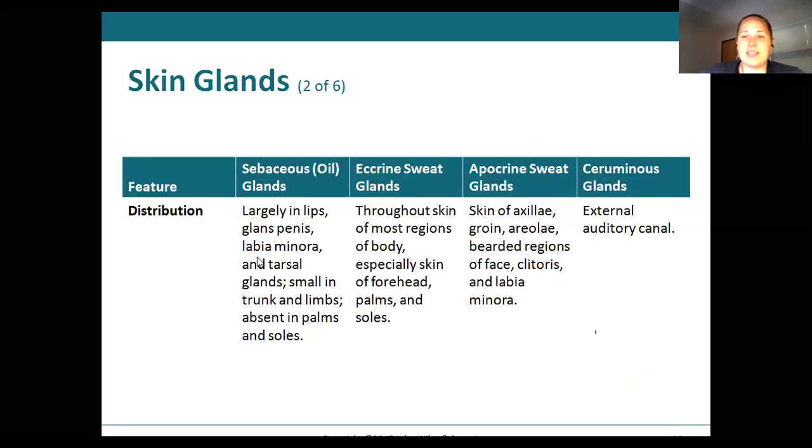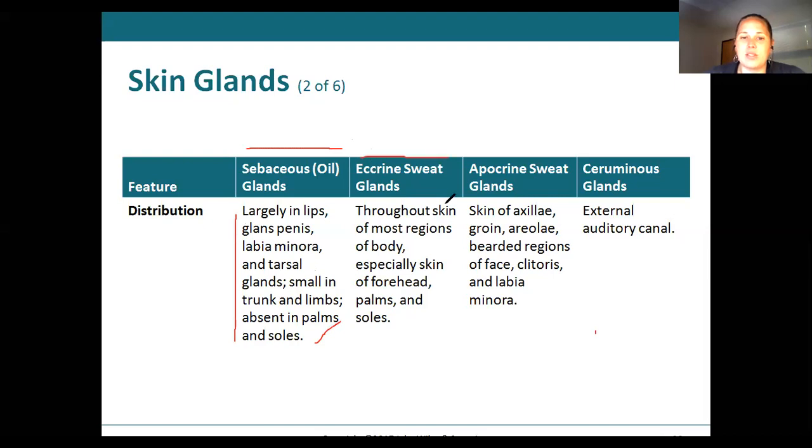If we break down these skin glands and where exactly they're distributed, you can see the sebaceous glands are going to be in the lips, the penis, labia minora, the tarsal glands, and small in the trunk and limbs. Not going to see them in the palms and soles. So these are the sebaceous oil glands that we just saw.